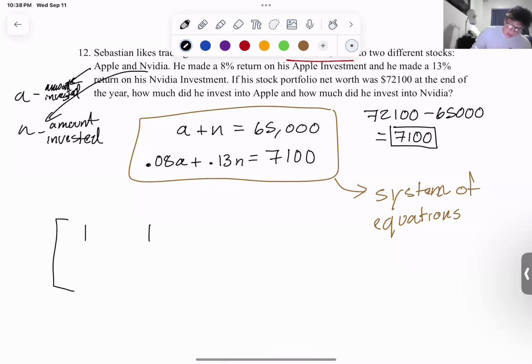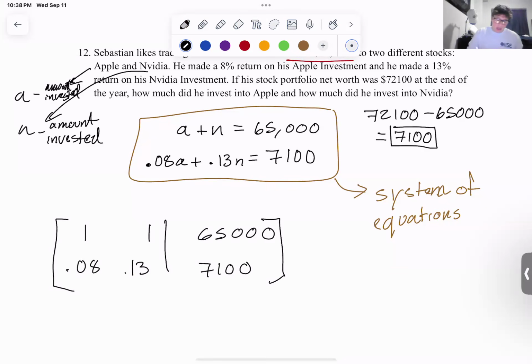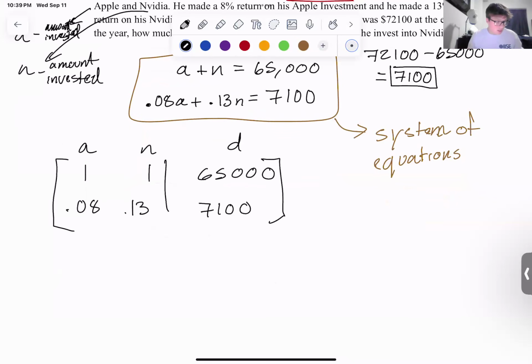So 65,000, 0.08, 0.13, 7,100. Okay. And look, this one is not x, y, z equals d, but this one is A, N equals d. It's the same kind of thought process, right? It's your variables added equals something. So go to second matrix, make your matrix. This one is not unlike others that we've done today. This one is a 2 by 3. So make sure you write that down, 2 by 3, and then put your numbers in. 0.08, 0.13, 7,100, and then you're going to put it into your calculator, RREF, second matrix.